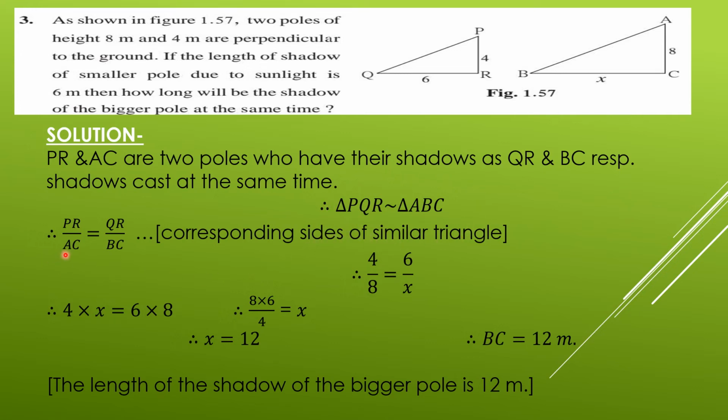Then by taking the ratios of their corresponding sides, PR upon AC is equal to QR upon BC. Then replacing the values of PR, AC and QR, we get 4 by 8 is equal to 6 upon x. Then by cross multiplying, 4 into x is equal to 6 into 8. Solve this and we get the value of x as 12 meter. That is, the length of BC is 12 meter. That is, the length of the shadow of the bigger pole is 12 meter. This is the answer.